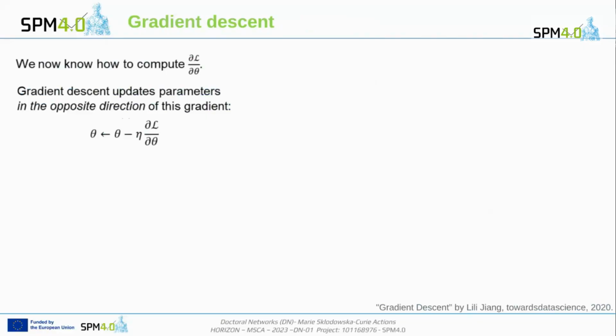But in 2D, it's visualized. If you think about the 2D case, the gradient tells us the direction of highest growth of the function. And we, of course, don't want to go up, we want to go down. So we take the negative of the gradient and update the parameters in that direction. And of course, we also need to decide how much we go downhill. And this is where the learning rate comes in.